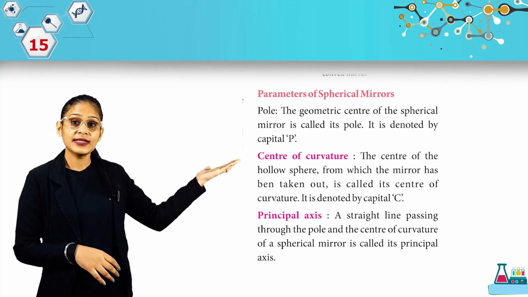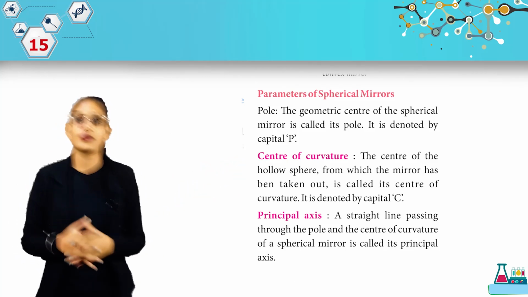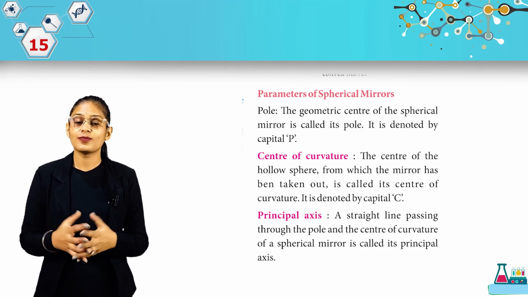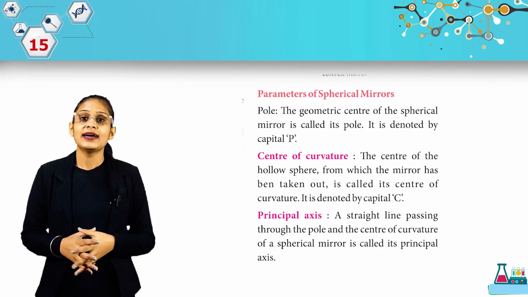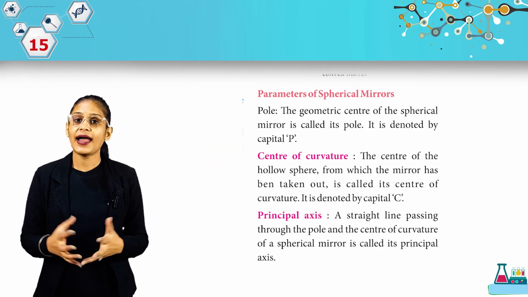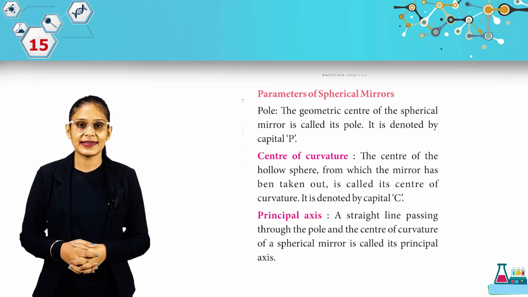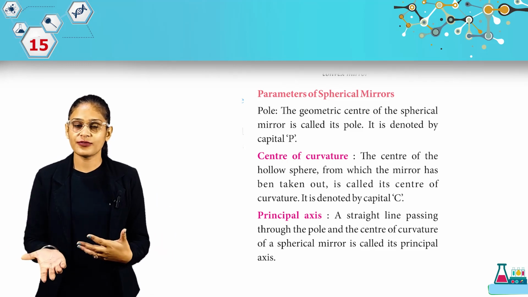Then we have center of curvature. The center of the hollow sphere from which the mirror has been taken out is called its center of curvature. It is denoted by capital C. Then we have principal axis. A straight line passing through the pole and the center of curvature of a spherical mirror is called its principal axis. So students, now you get it, what is principal axis, what is center of curvature.